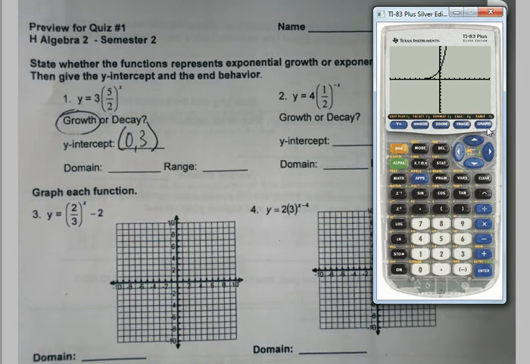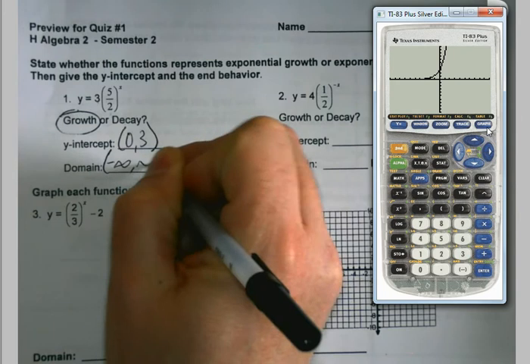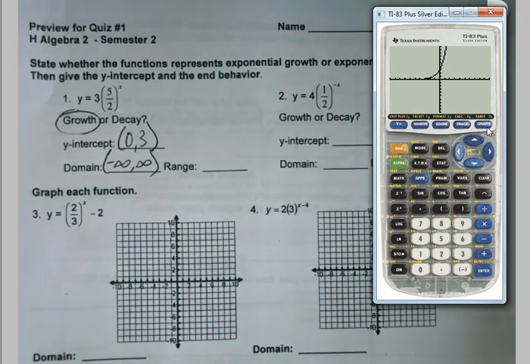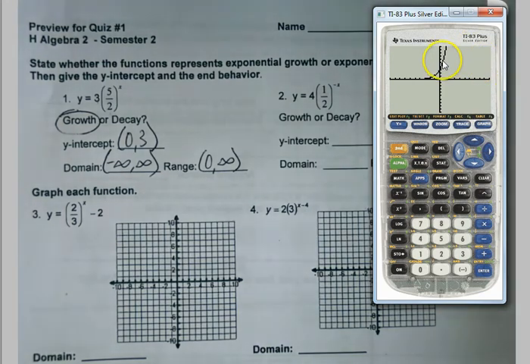what would my domain be for this? Negative infinity to infinity, and that's the domain every single time. That should be the easiest part of this quiz tomorrow, anytime you're asked for the domain. Negative infinity to infinity, all reals. What about my range, my bottom to top with my y's? 0 to positive infinity. This graph doesn't keep on going down forever. It levels off right here at the x-axis, which is a y value of 0, and keeps going that way. So that's what we want to do for that one.